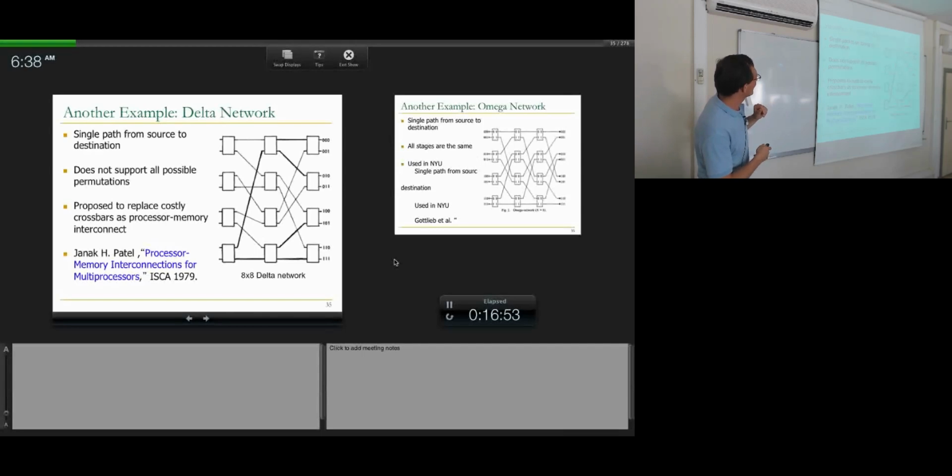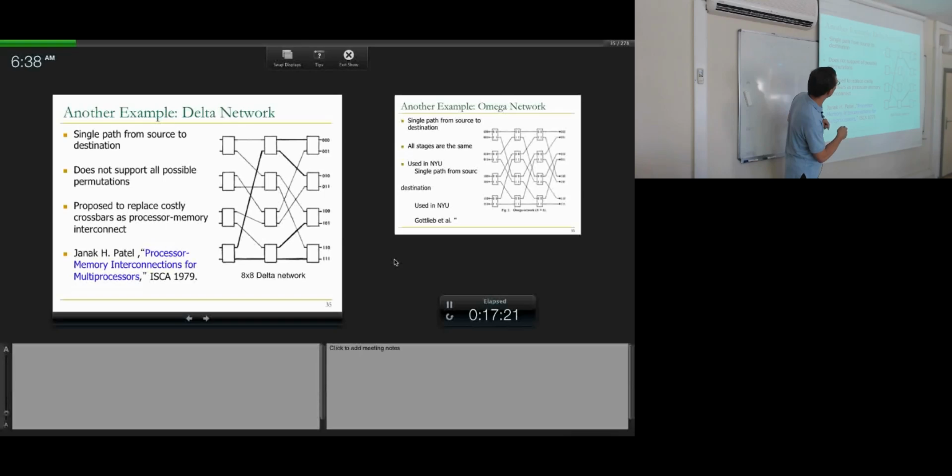Okay, another example, this is actually one of the earlier examples from Janak Patel in ISCA 1979. This is a beautiful paper to read, by the way. This is one of the earlier examples of multistage networks, maybe the first example. Basically, it shows a single path from source to destination. It's different from the Omega network because it doesn't support all possible permutations here. It was again proposed to replace costly crossbars as processor memory interconnect.